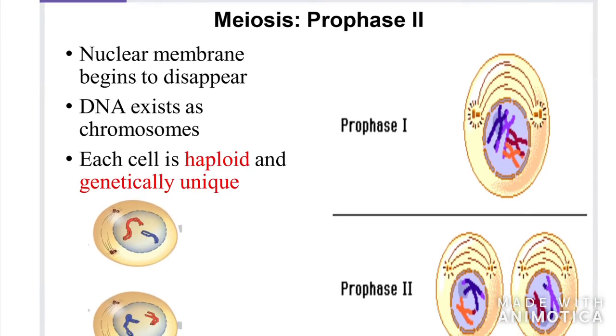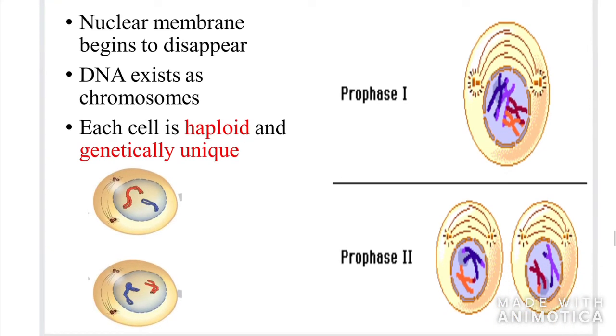So prophase 2. This kind of skips, there's no interphase in between the interkinesis and the prophase 2. It kind of goes straight into it. And this is where you're going to have your nuclear membrane disappear again. Your DNA already exists as your chromosomes. But now, instead of like in prophase 1, these guys are not diploid, they're haploid, and they're all unique.